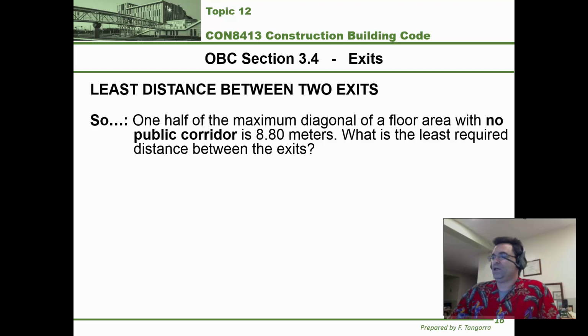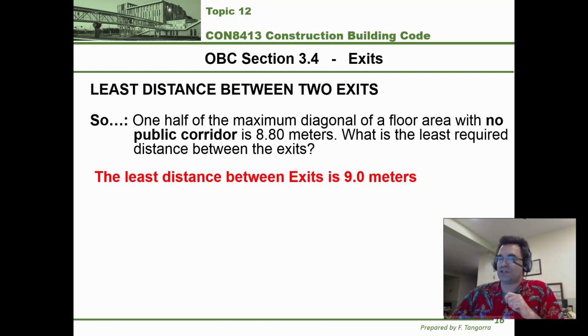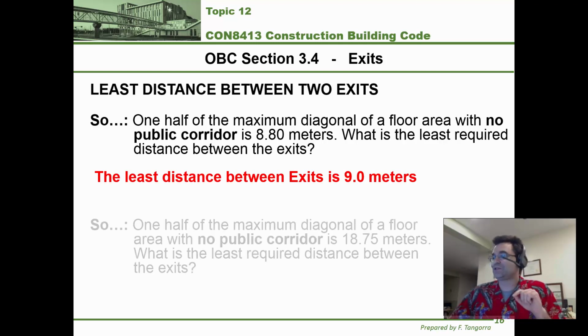You calculate this half diagonal, and again, I'll show you how to calculate it, and you get that it's 8.8 meters. No public corridor. So what is the minimum distance between exits? If you go to our algorithm, it is going to be 9 meters, because if there is no public corridor, then you're allowed to have a minimum distance of 9 meters. But not less than 9 meters.